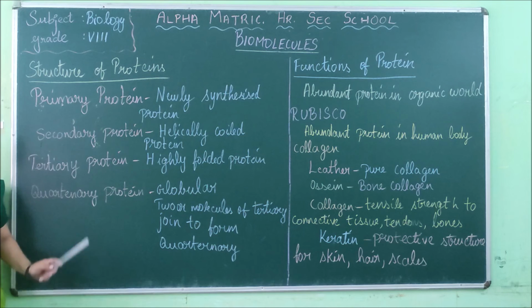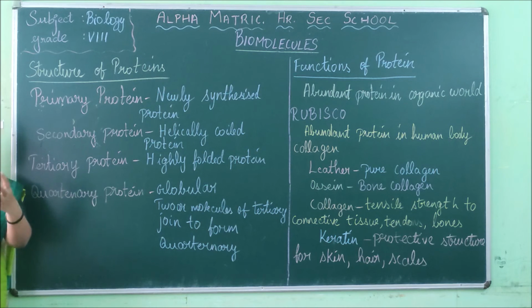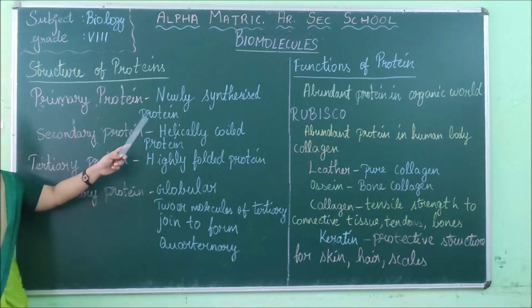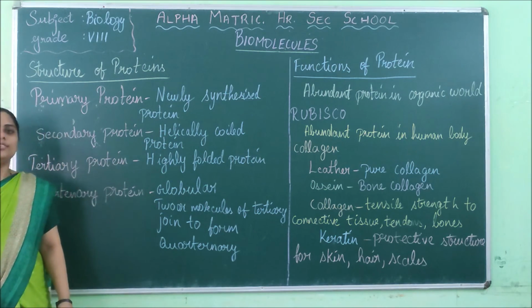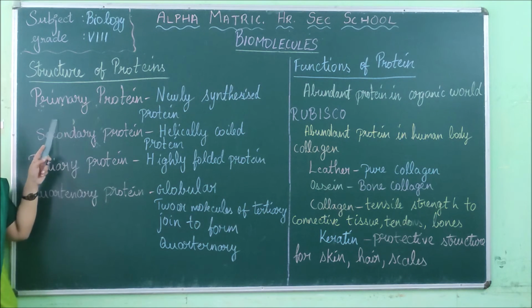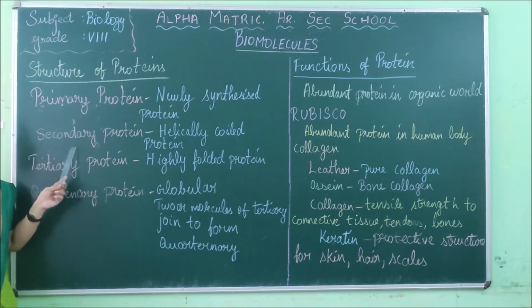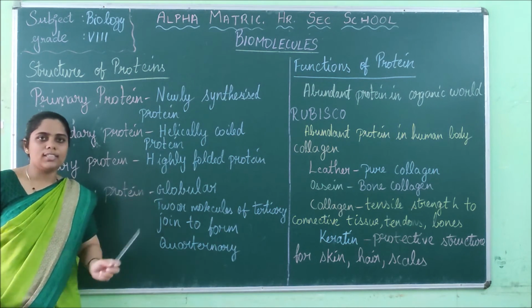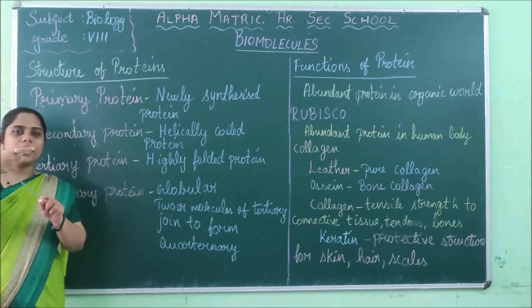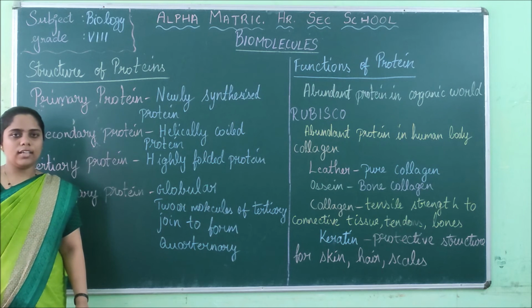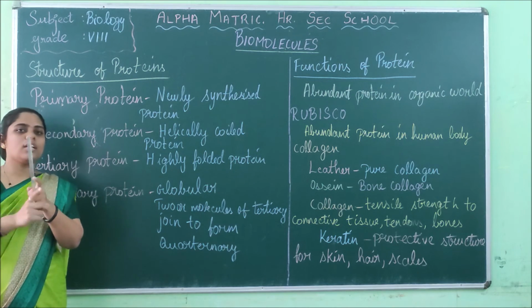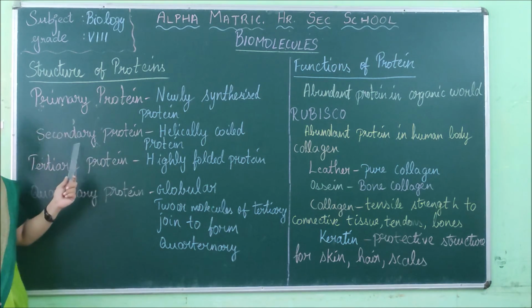I already told you about the structure of proteins, the 4 levels. Now we are going to see the meaning of it. First is primary protein. Primary protein means the newly synthesized protein. The newly produced proteins are called primary proteins. Next is secondary protein. Secondary protein means helically coiled proteins. Helically means like a spring shape. It will be curvy like this, like a rope. When it is coiled together, we can call it a secondary protein.